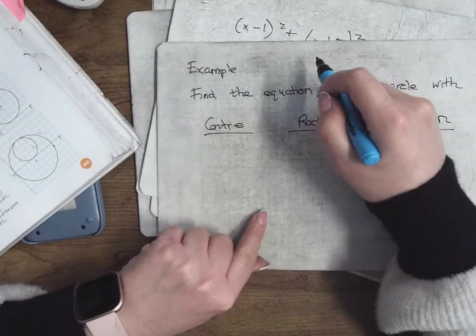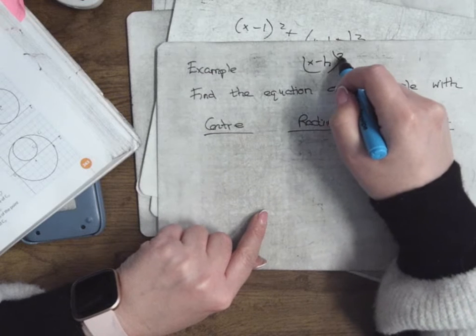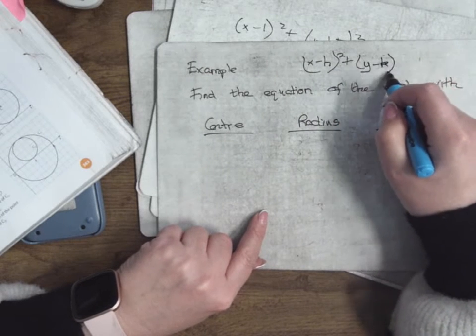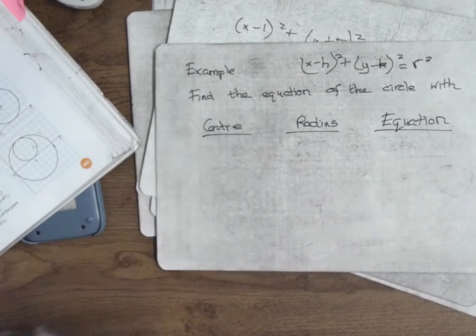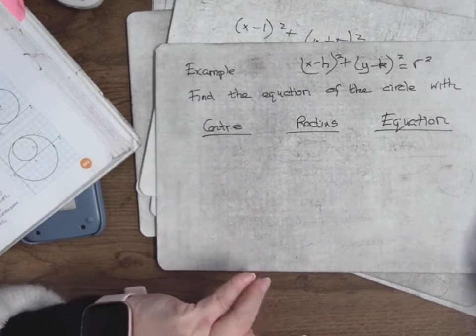Right, okay, remember the formula is in the log tables. (x minus h) squared plus (y minus k) squared is equal to r squared. So that's in the log tables, okay? You have to remember the one with the centre at the origin, but that one's in the log tables too.